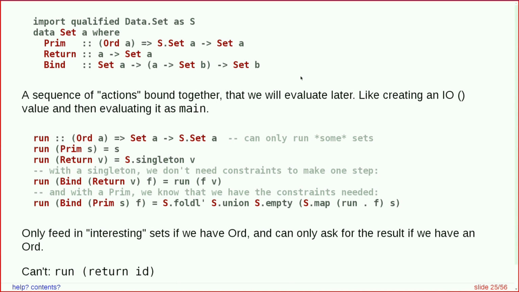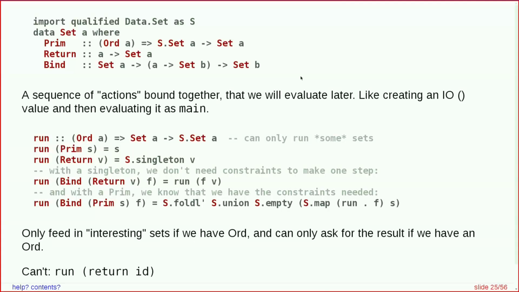And we can build up what's essentially a syntax tree of binds and primitive sets, which have the Ord constraint. If I do a return, then I can end up with a singleton set that doesn't have the Ord constraint. And I end up with this big syntax tree. And then maybe I want to evaluate it. What I can say is, if you want to evaluate one of these syntax trees, you can only do it to result in a set that has the right constraint.